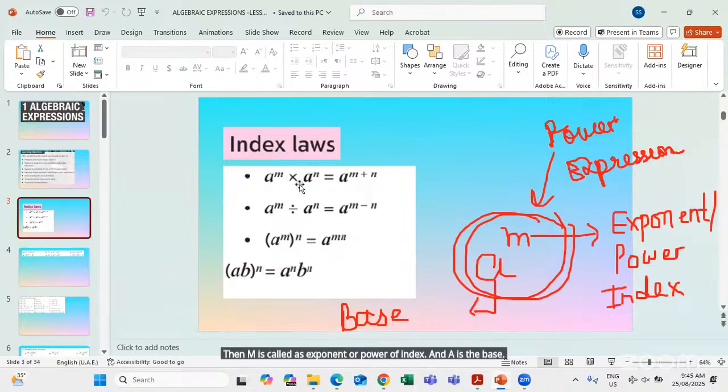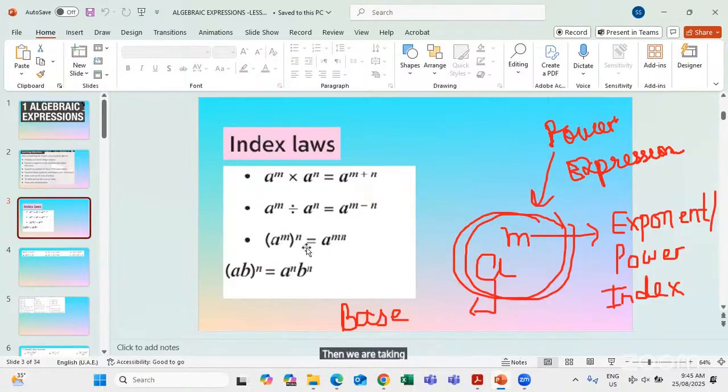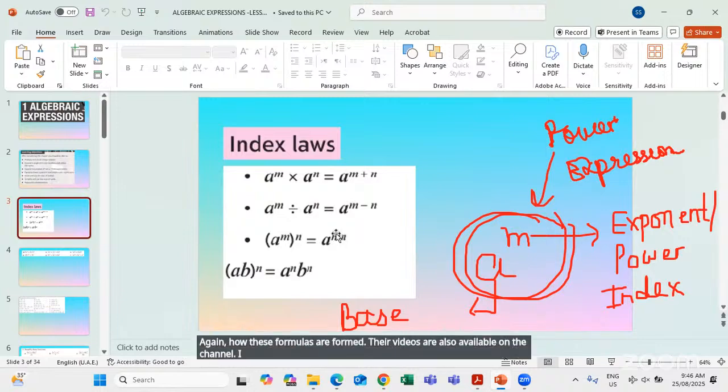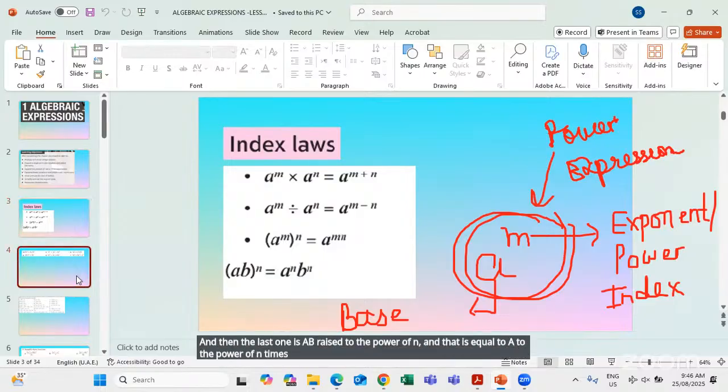Now, as we know, this is the law of multiplication of two power expressions, then the law of division of two power expressions. Then we are taking one power and raising it to a power. How these formulas are formed, their videos are also available on the channel. I will share the link in the description. And the last one is ab raised to the power of n, which is equal to a to the power of n times b to the power of n.